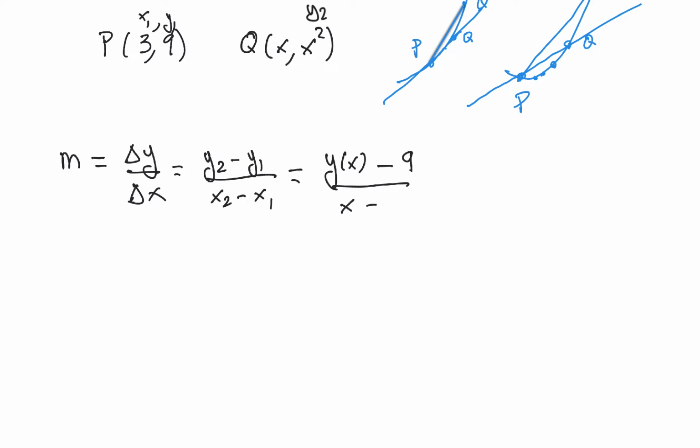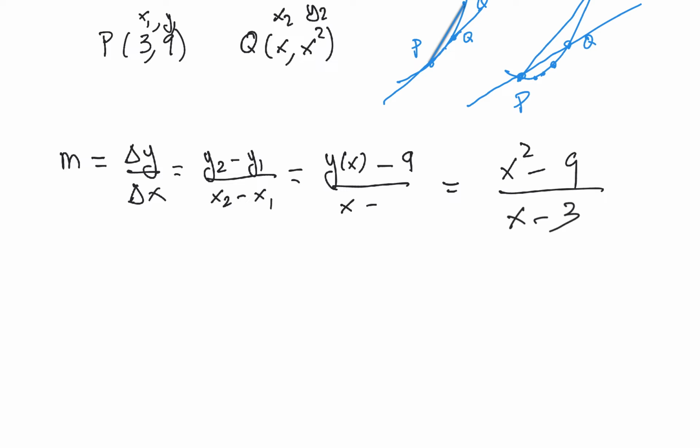This x2 corresponds to the point Q. So the slope will be delta y. Delta y will be x squared minus 9. This is delta y divided by delta x. Delta x will be x2 minus x1, or x minus 3.